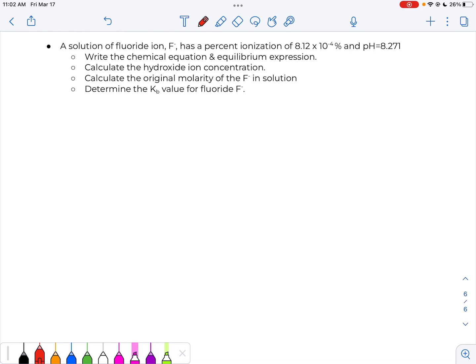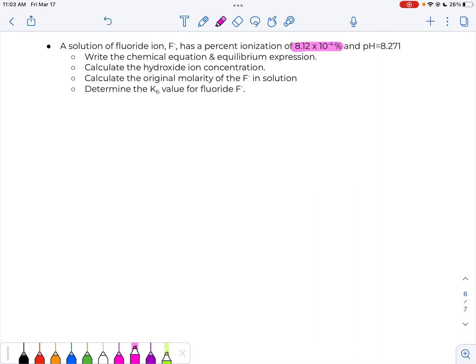Okay, here we go. A solution of fluoride ion, F minus, has a percent ionization of 8.12 times 10 to the negative fourth percent and a pH of 8.271. Basically what we're asked to do is write the chemical equation and an equilibrium expression, calculate the hydroxide ion concentration, calculate the original molarity of the fluoride in solution, and determine the Kb value for fluoride, F minus.